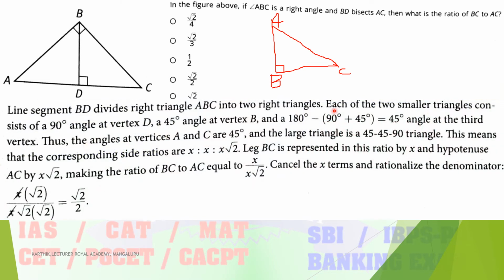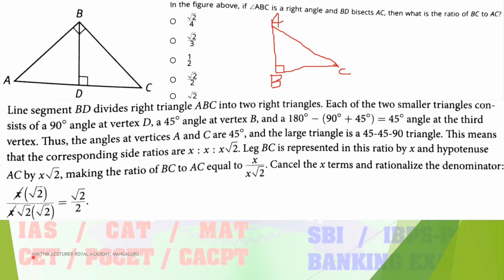So next, total angle is how much? 180 degrees. Here 90 degrees is already over. The remaining 90 degrees, the two sides are also equal. A as well as C are also equal. So that is divided by 2.